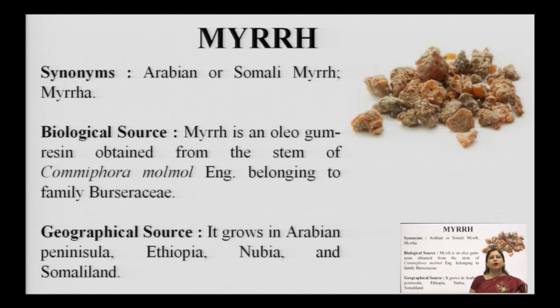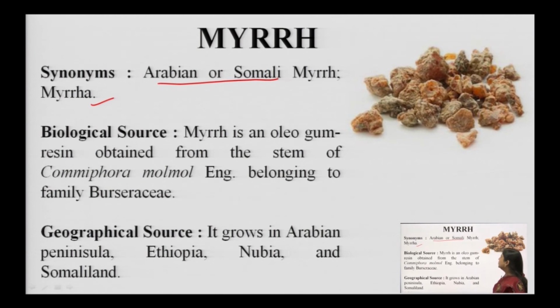And now we come to the next drug, which is myrrh, and many researchers feel that myrrh can be a replacement to guggul, because guggul has a widespread application, it is very expensive also. So, myrrh is a second alternative to guggul, and that is why we are studying this plant, and synonymously it is known as Arabian or Somali myrrh or myrrha.